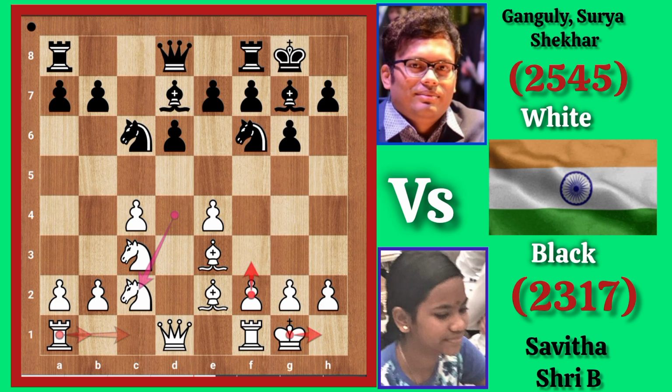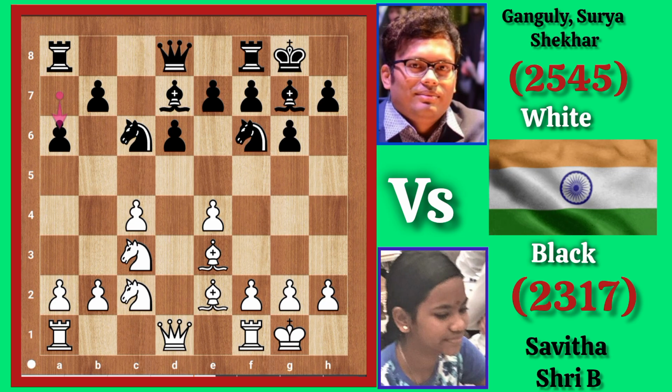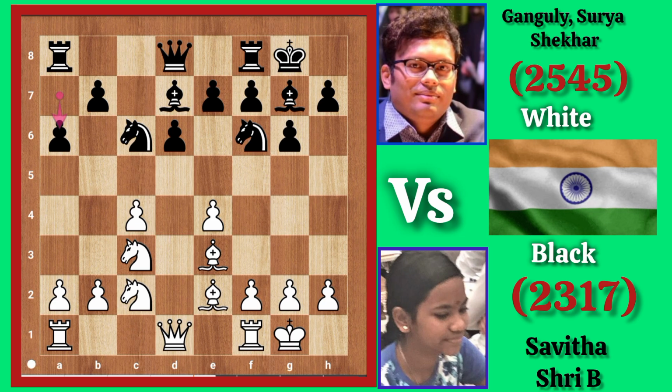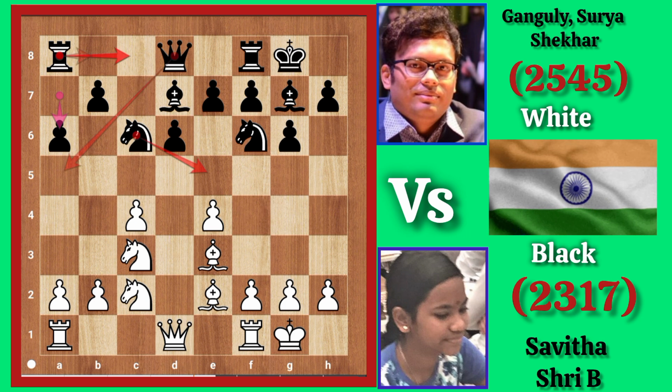10. a6. Black plays a flexible pawn move. Savitha prepares a potential queenside counter-expansion with b5, while also preventing any pesky white pieces from hopping into b5.